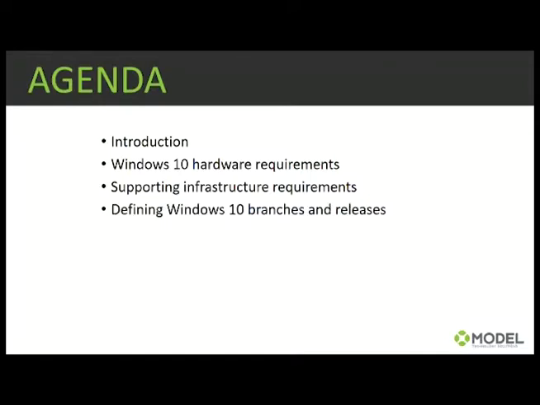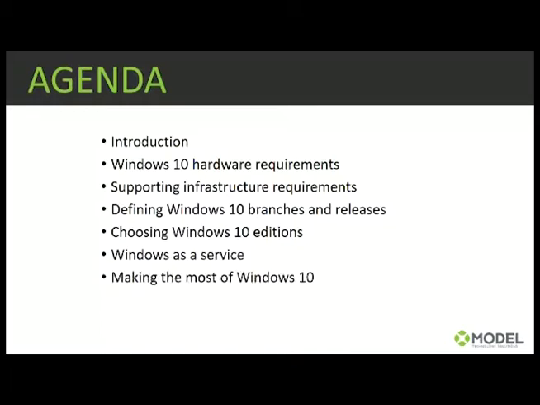Next, we'll define the Windows 10 branches and releases. That's a big topic of discussion, so we'll spend some time in there. We'll briefly chat about choosing the Windows 10 edition that is right for your organization. We'll discuss the concept of Windows as a service. And again, this is a very new way of thinking when it comes to the desktop, so we'll talk about that. We'll review how to make the most of your Windows 10 deployment, as there's some significant opportunities to capitalize on here. And finally, we'll review some Q&A.